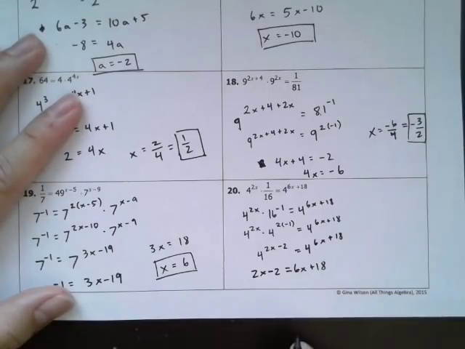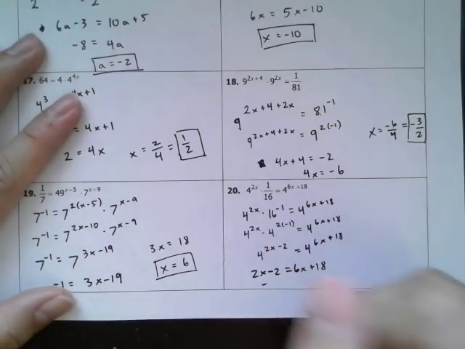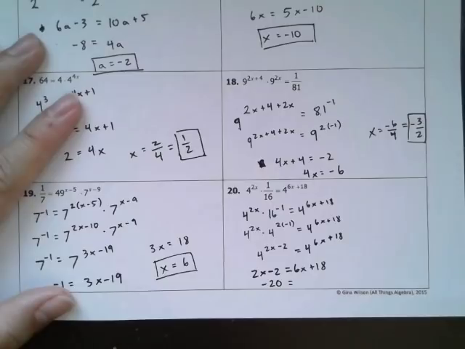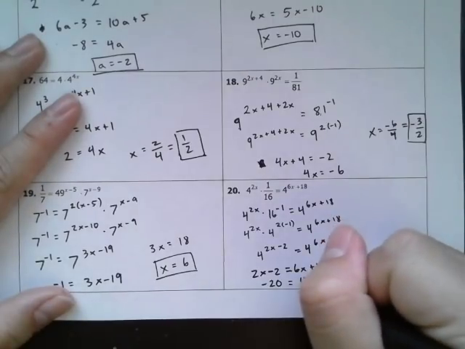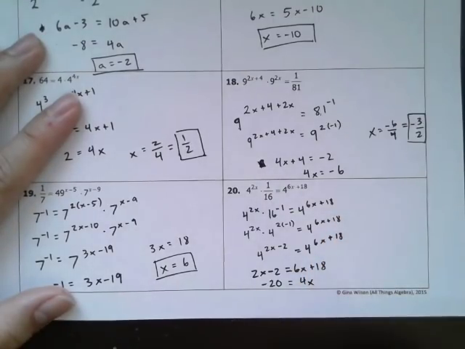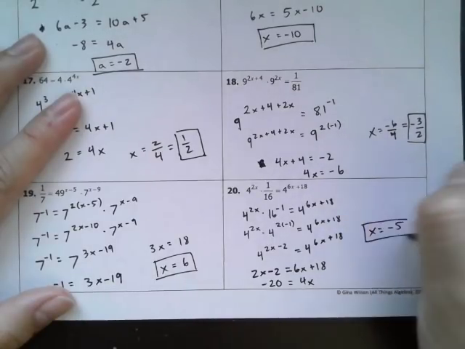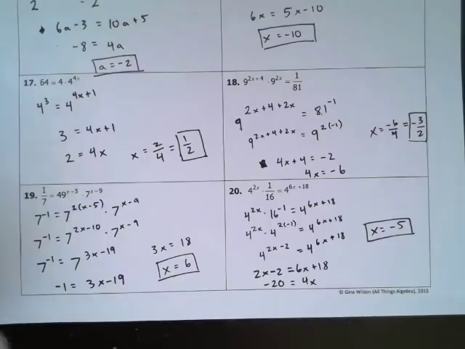I'm going to get my x's on the right side and my constants on the left side, so I get negative 20. That's when I subtract 18 from both sides, is equal to 4x. I divide both sides by 4 and I get that x is equal to negative 5. And that concludes concept 42.